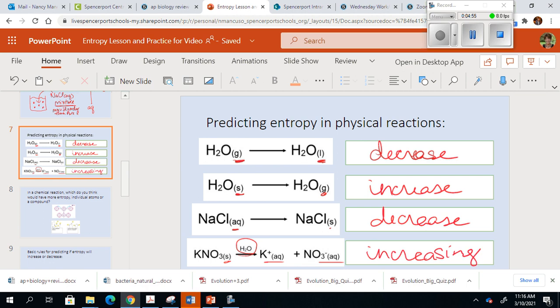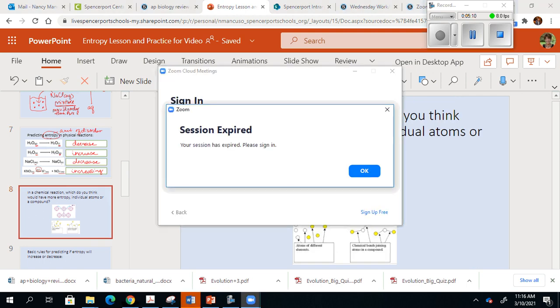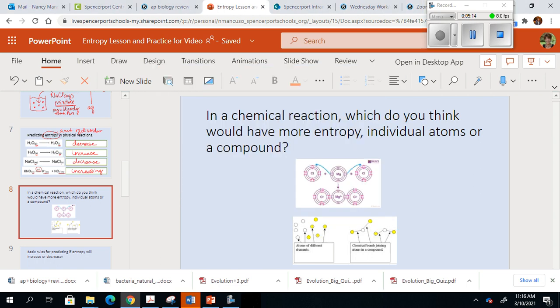So you'll see with each one, I had to ask myself, entropy is the amount of disorder. I had to ask myself that every time. Now let's think about chemical reactions. When you think of a chemical reaction, do you think what has more entropy, individual atoms or a compound?